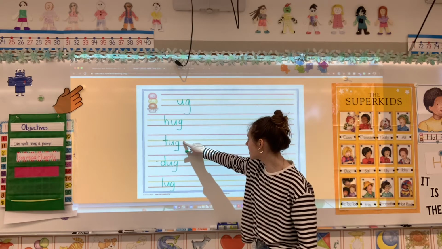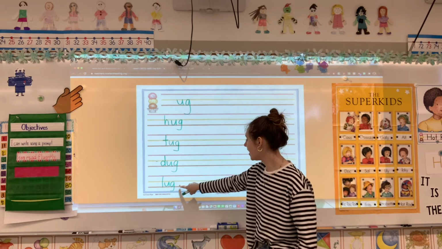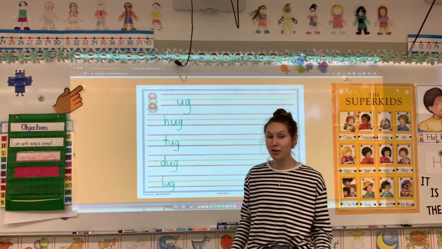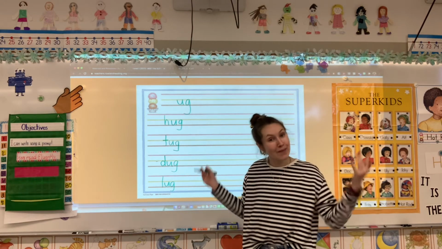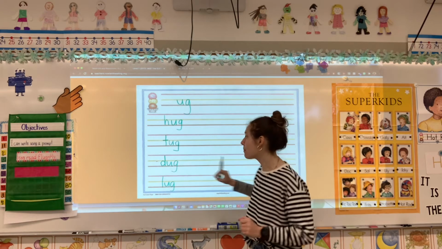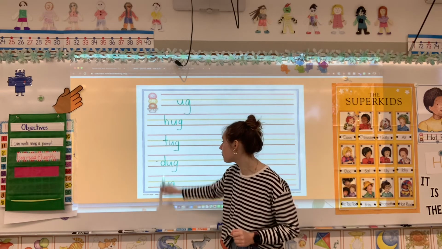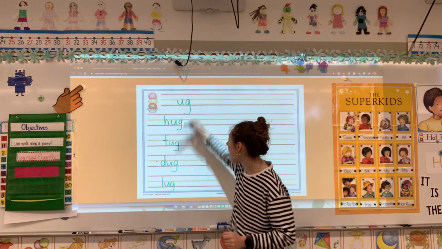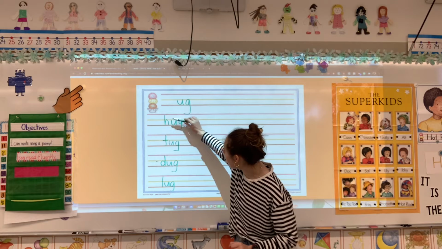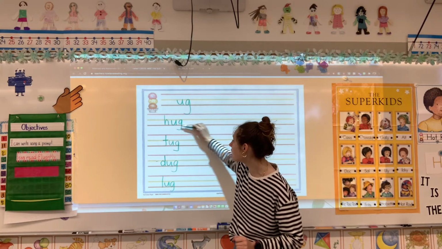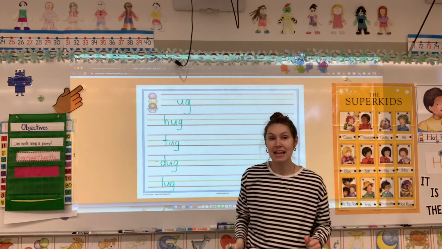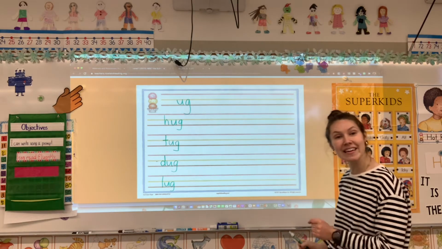Hug, tug, dug, lug. And remember, because they're all a part of the same word family, they also rhyme with one another. These are also rhyming words. Remember that rhyming words can have different beginning sounds. They have to have the same middle and ending sound though. So because all of these words have that UG ending, that U and G in the middle and the end, they are rhyming words. Very good.